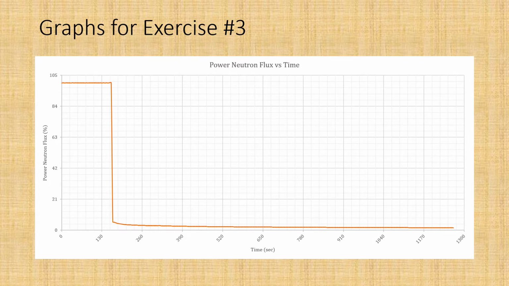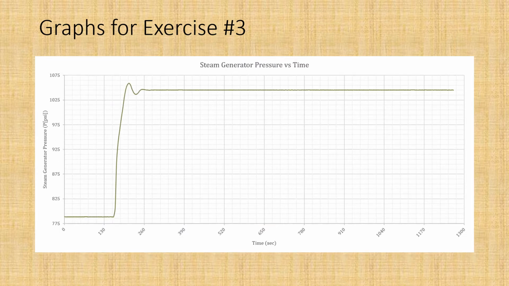This graph shows the power neutron flux. Over time, the flux decreased rapidly at the trip and eventually stabilizes at about 3%. This graph shows the steam generator pressure. Upon the reactor trip, the pressure increased rapidly until stabilizing at about 1050 psi.